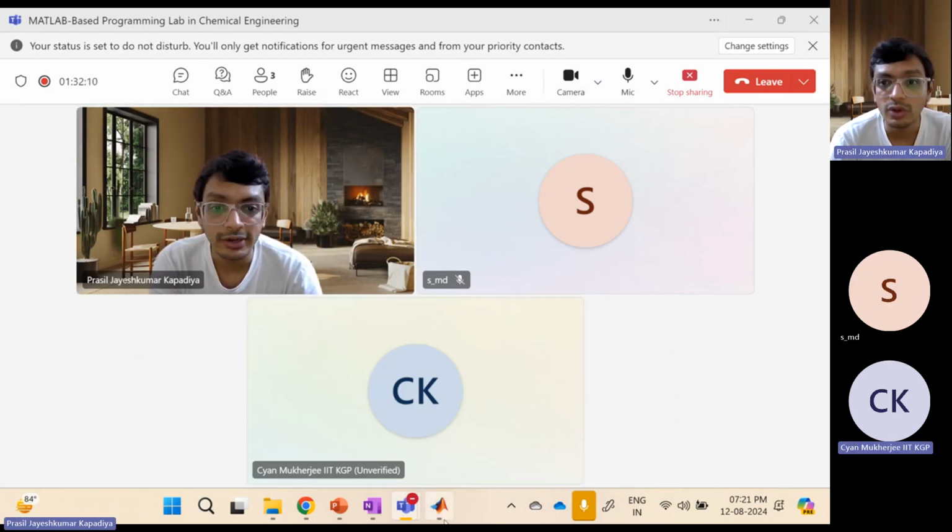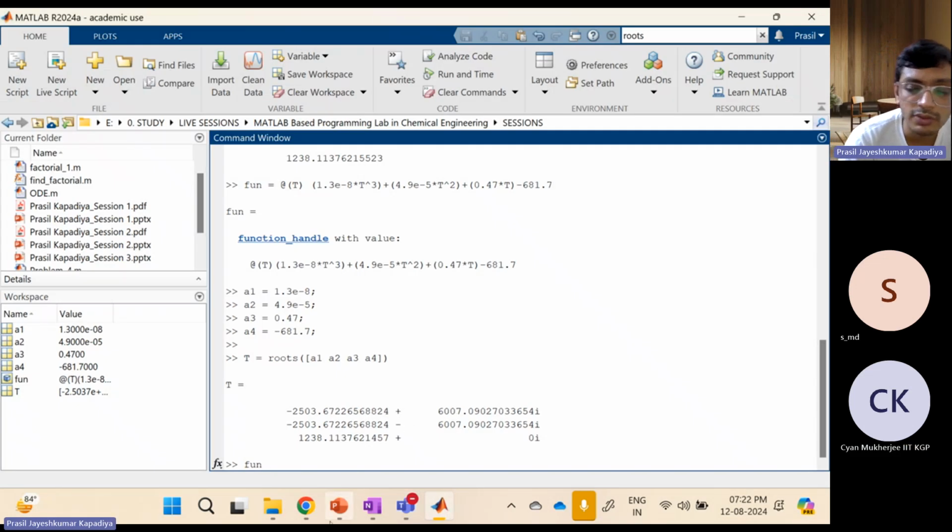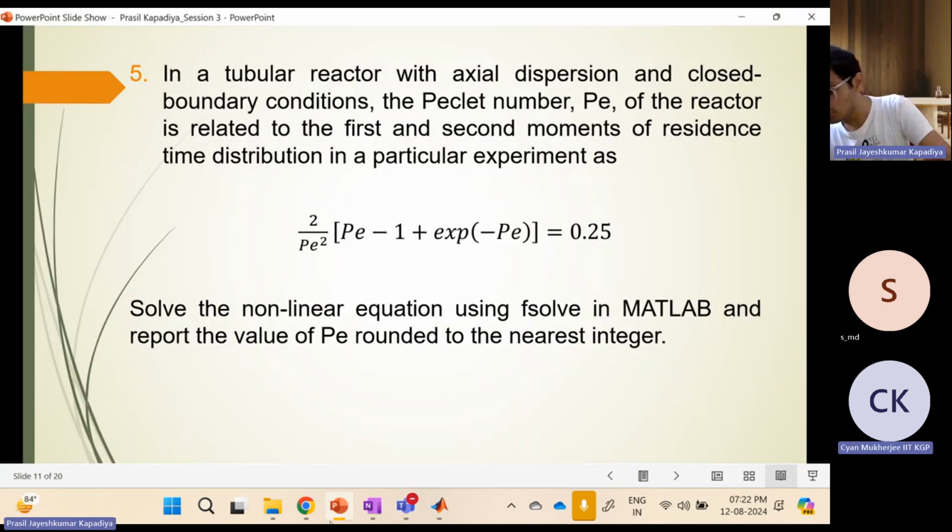Okay, so let's try to solve this problem. So the problem was this one. Okay, so let's solve this using the fzero command.